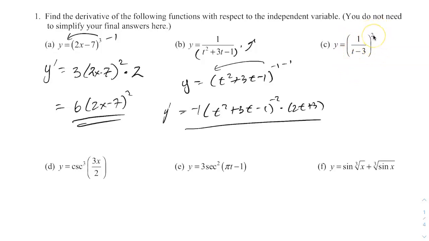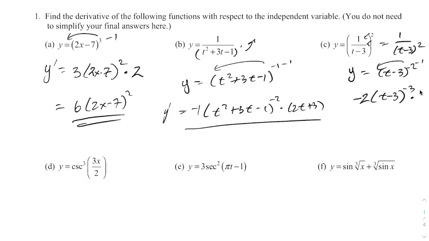This next one, you're going, oh, that looks like a quotient rule inside a chain rule. But really, if you simplify this, you get 1 squared, which is just 1, over t minus 3, and then we use the exact same trick and move that up. And now it's just a basic chain rule. Bring 2 down, subtract 1 off. So -2 down, t minus 3, to the -3, times by the derivative of the inside, which is just 1. So there we go.